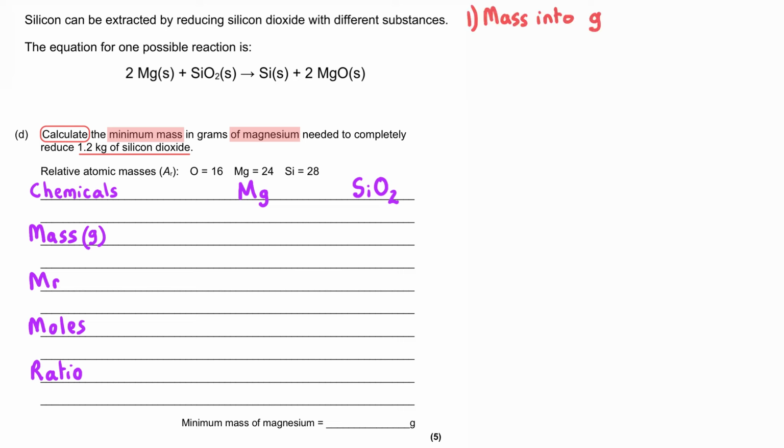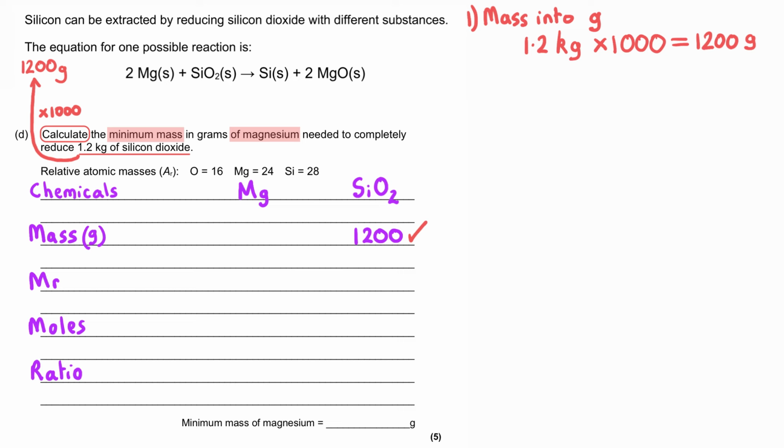The first thing that we need to do is recognise that when working with mass, Mr and moles, our masses need to be in grams, and that suits us well because that is what our final answer needs to be in. And so we've been given 1.2 kilograms of silicon dioxide. We need to convert that into grams. A kilogram is 1,000 grams, so it's 1,000 times bigger than a gram. So we need to multiply our mass in kilograms by 1,000, and we get 1,200 grams. And that would be our first mark out of 5.